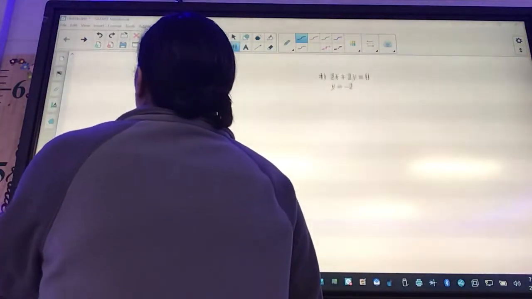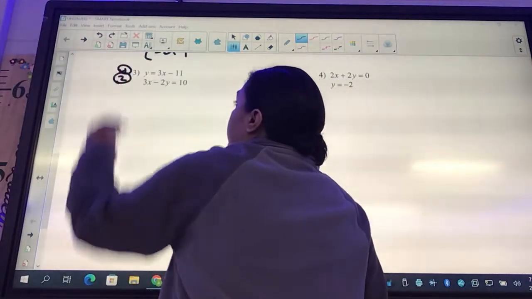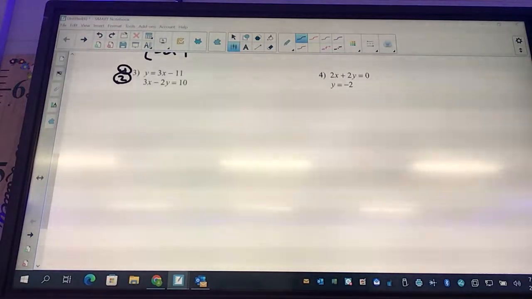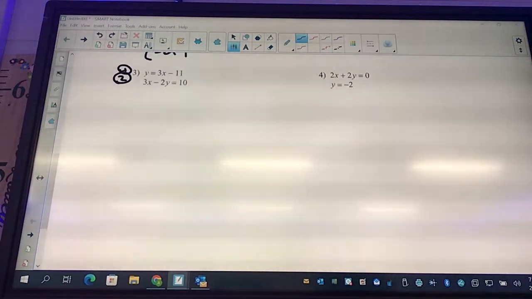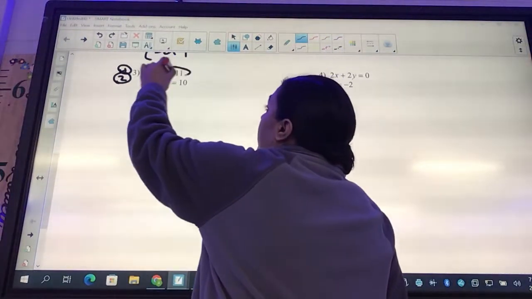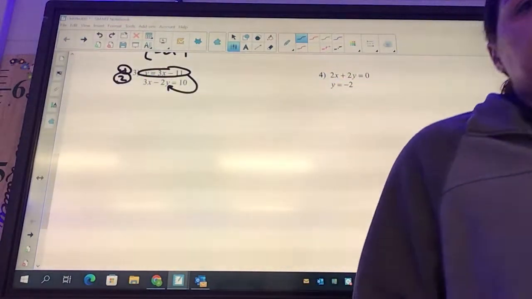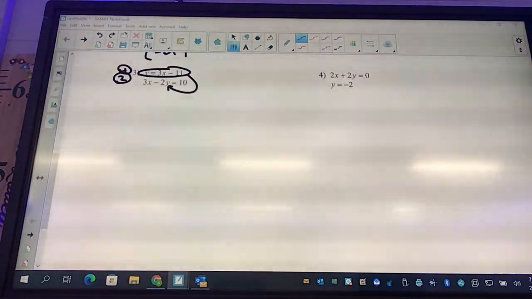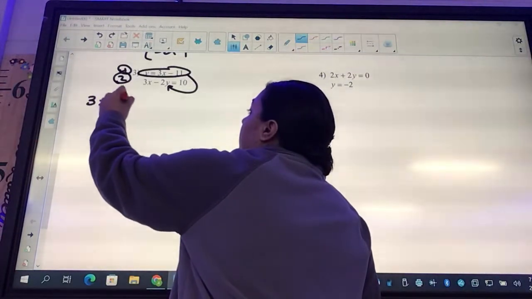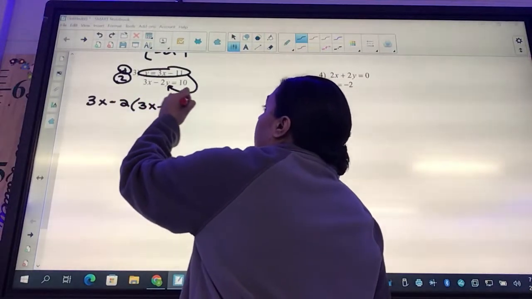Okay, number 3. Same thing, we're going to start out by labeling equation 1, equation 2. Okay, and then we circle which one, equation 1 or 2? 1. And that gets plugged in down here into the y. So you're going to get 3x minus 2, and then you put the 3x minus 11 in there, equals 10.